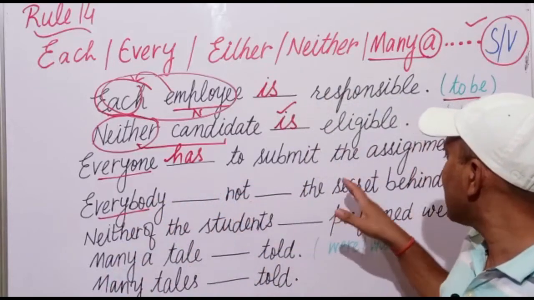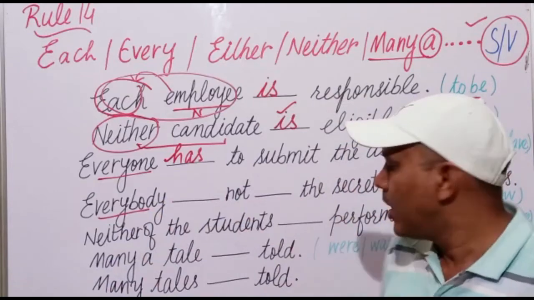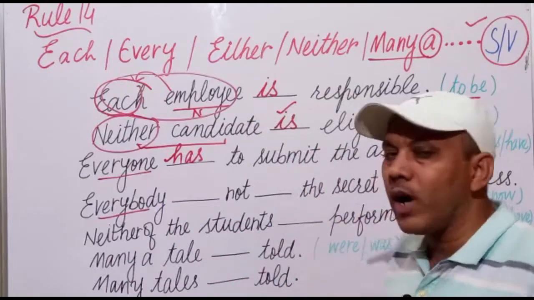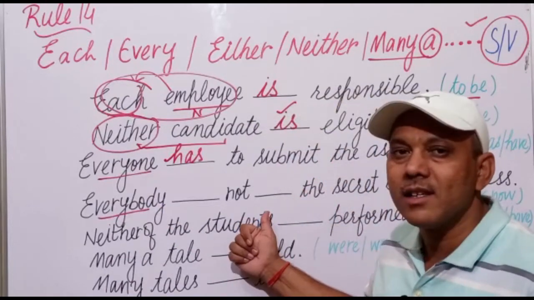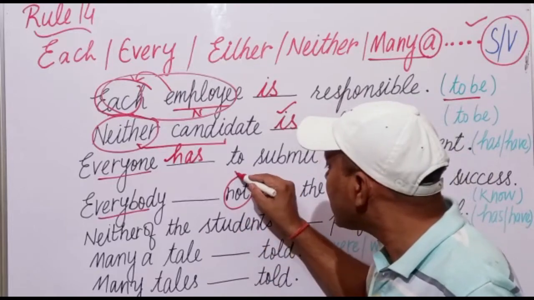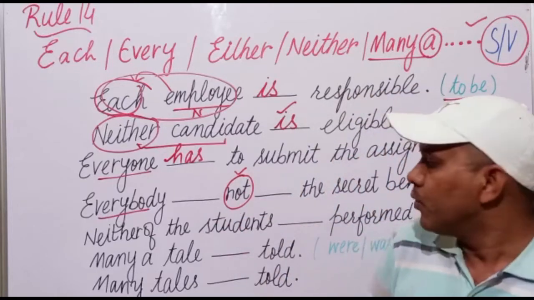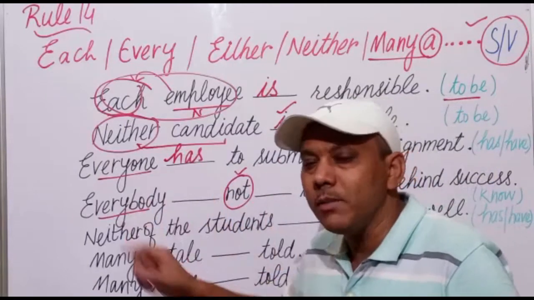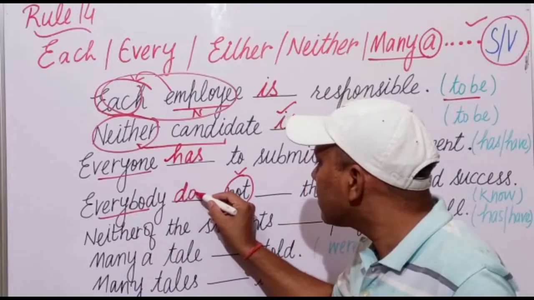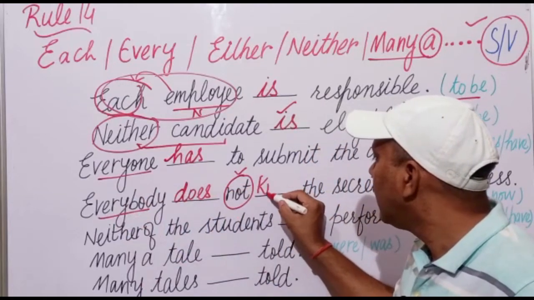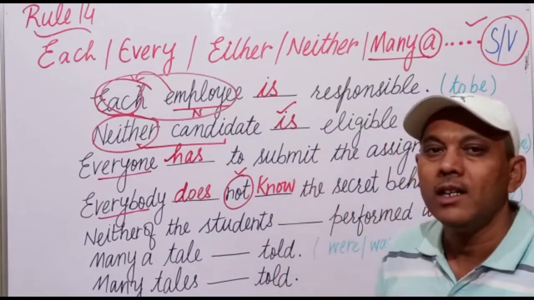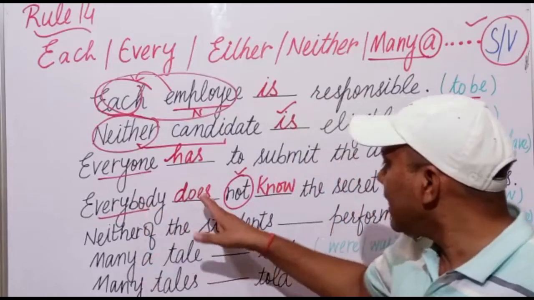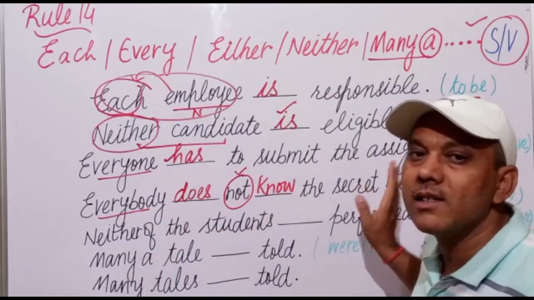Everybody dash not the secret behind success. We have to fill in the correct form of the verb know in this sentence, but this not makes it a negative sentence. So we shall use a singular verb with everybody. Everybody does not know. Simple present tense, negative sentence. Everybody does not know the secret behind success.